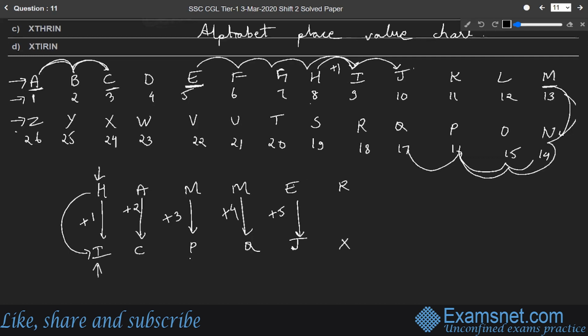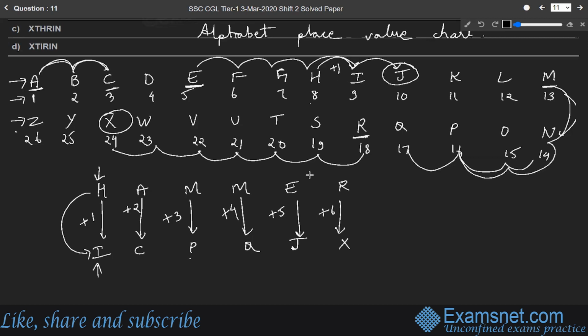E plus 5 gives J. Now the last alphabet is R. R plus 6 gives X. So R is present here. Let us add 6 more alphabets: 1, 2, 3, 4, 5 and 6. So R plus 6 gives X.